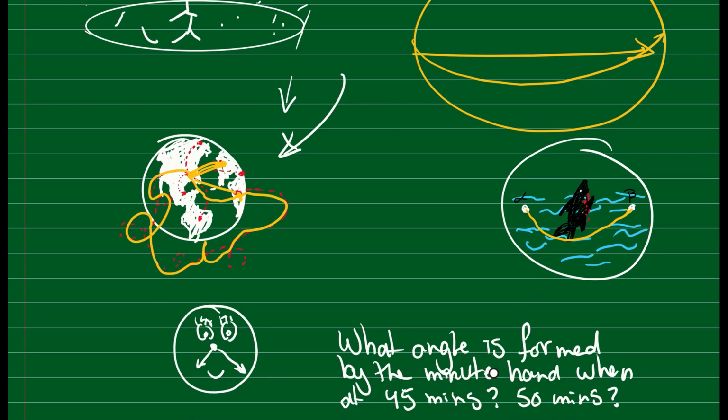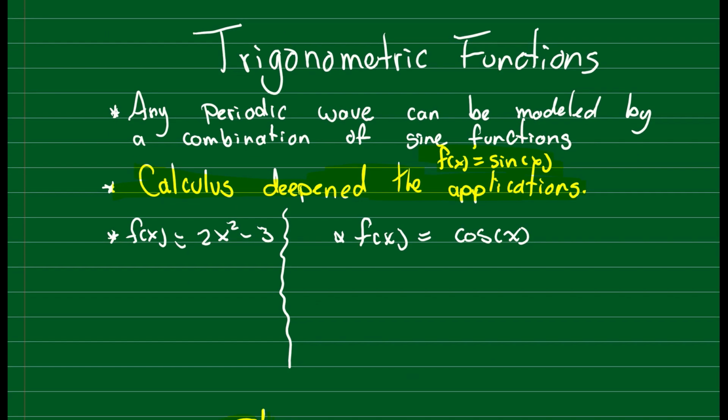Really quick one. What angle is formed by the minute hand? You know, when you have the minute hand on the clock. When the minute hand is at 45 minutes, how many degrees is that? When the minute hand is at 50 minutes, how many degrees is that? Have you ever thought of that question? Well, let's see. Trigonometric functions.